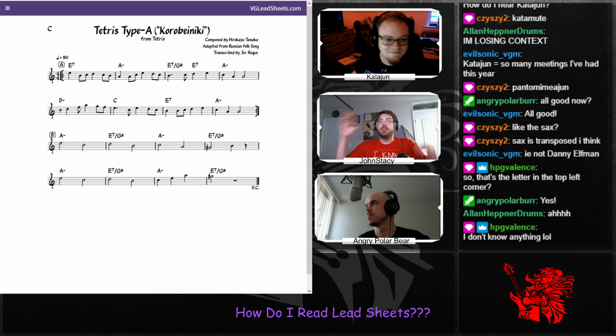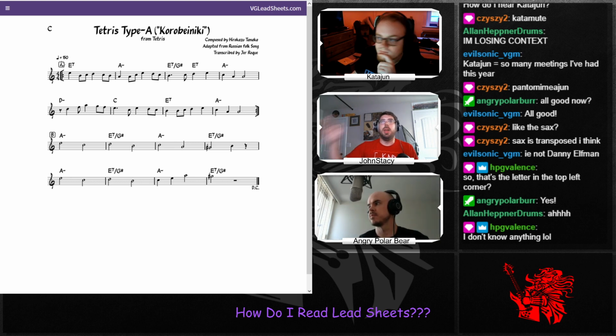So basically, the things that are going to be consistent in all lead sheets: the title is going to be at the top. The game it's from is going to be right below it. And the composer information is going to be on the right, including who transcribed it. Those are going to be pretty consistent on VG lead sheets because they have a remarkably consistent formatting system that will pretty much never deviate. If you go to the left, right above the first staff, you'll see it tells you the tempo. So in this case, quarter note equals 150. That's 150 beats per minute.